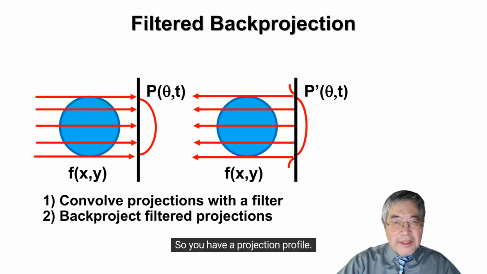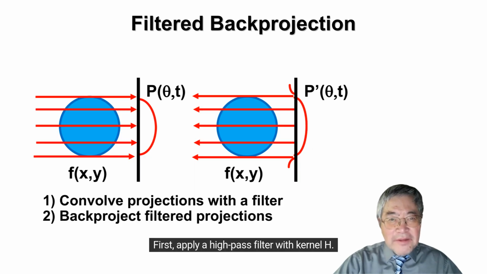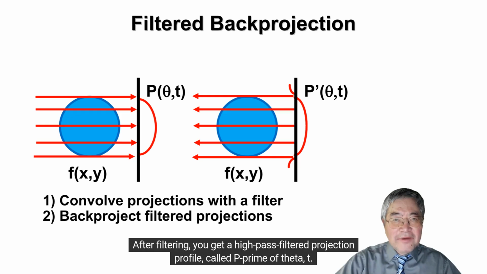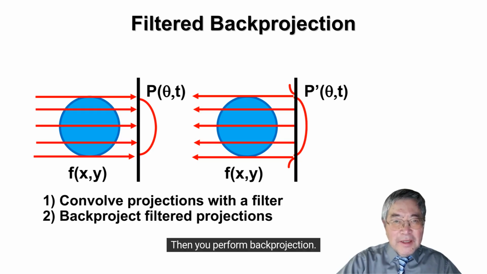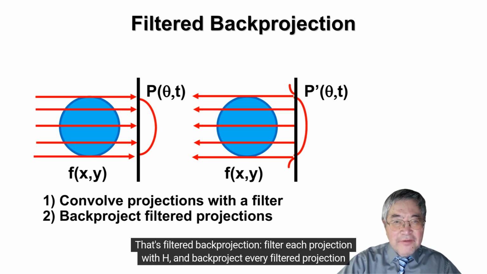So you have a projection profile. You don't just smear it back. First, apply a high-pass filter with kernel H. After filtering, you get a high-pass filtered projection profile called P' of theta t. Then you perform back projection. That's filtered back projection. Filter each projection with H and back project every filtered projection profile.